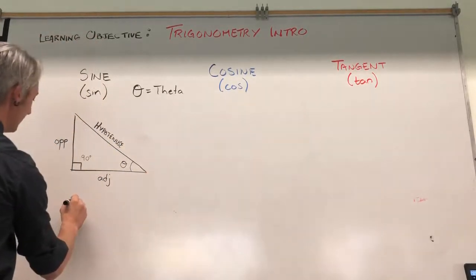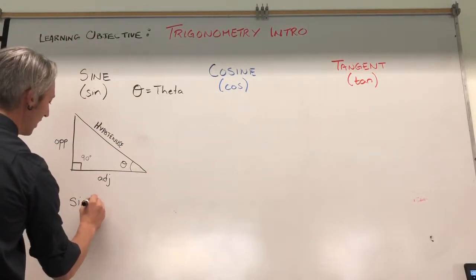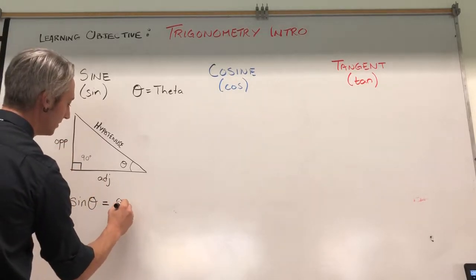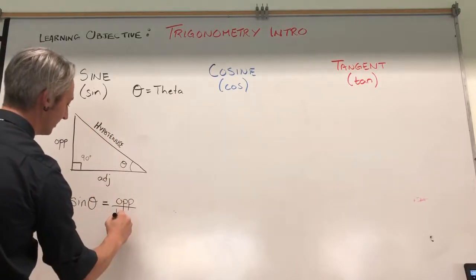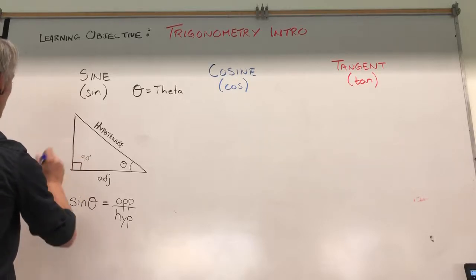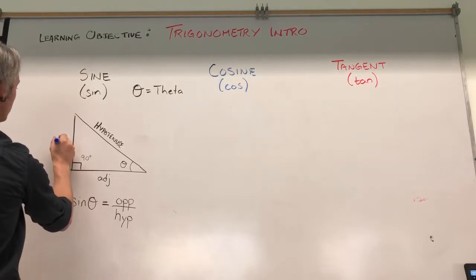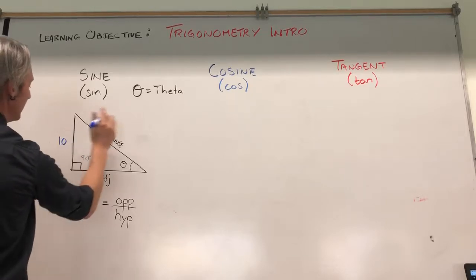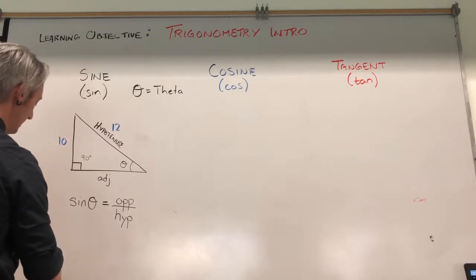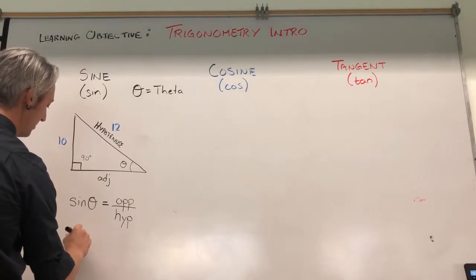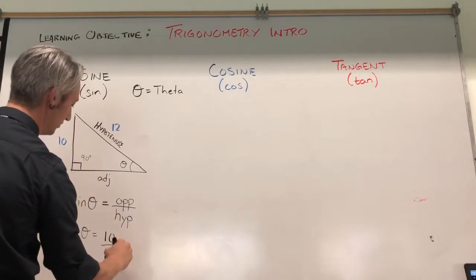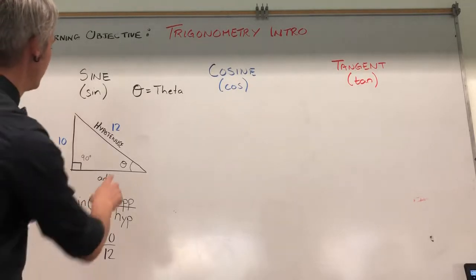So for sine, we say sine of our unknown angle theta is equal to the opposite side over the hypotenuse. So say I knew that this was 10, and I knew that the hypotenuse was 12 centimeters, for example, then sine of my unknown angle, theta, would be equal to 10 divided by 12. That's for this angle here.